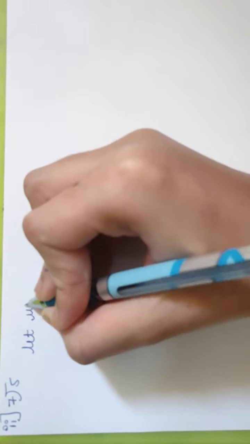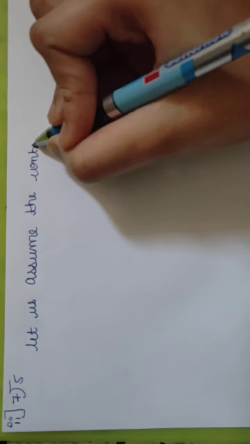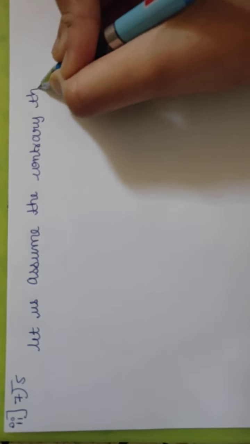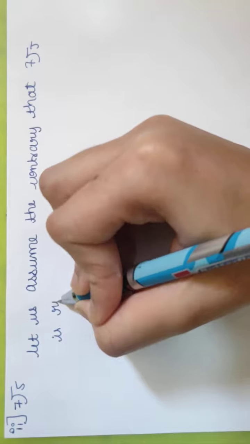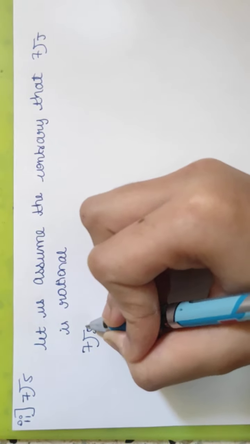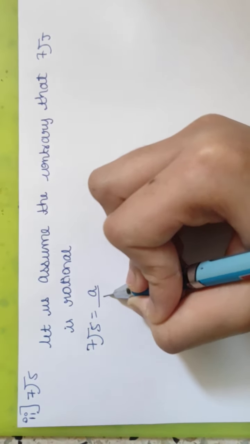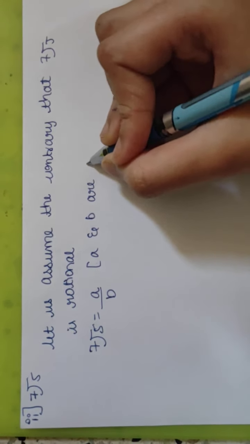And here we have the second question, that is 7 root 5. So here also we have to prove that it is irrational. So let us assume the contrary, that 7 root 5 is rational. If 7 root 5 is rational, then it is in the form a by b. So here a and b are co-prime.